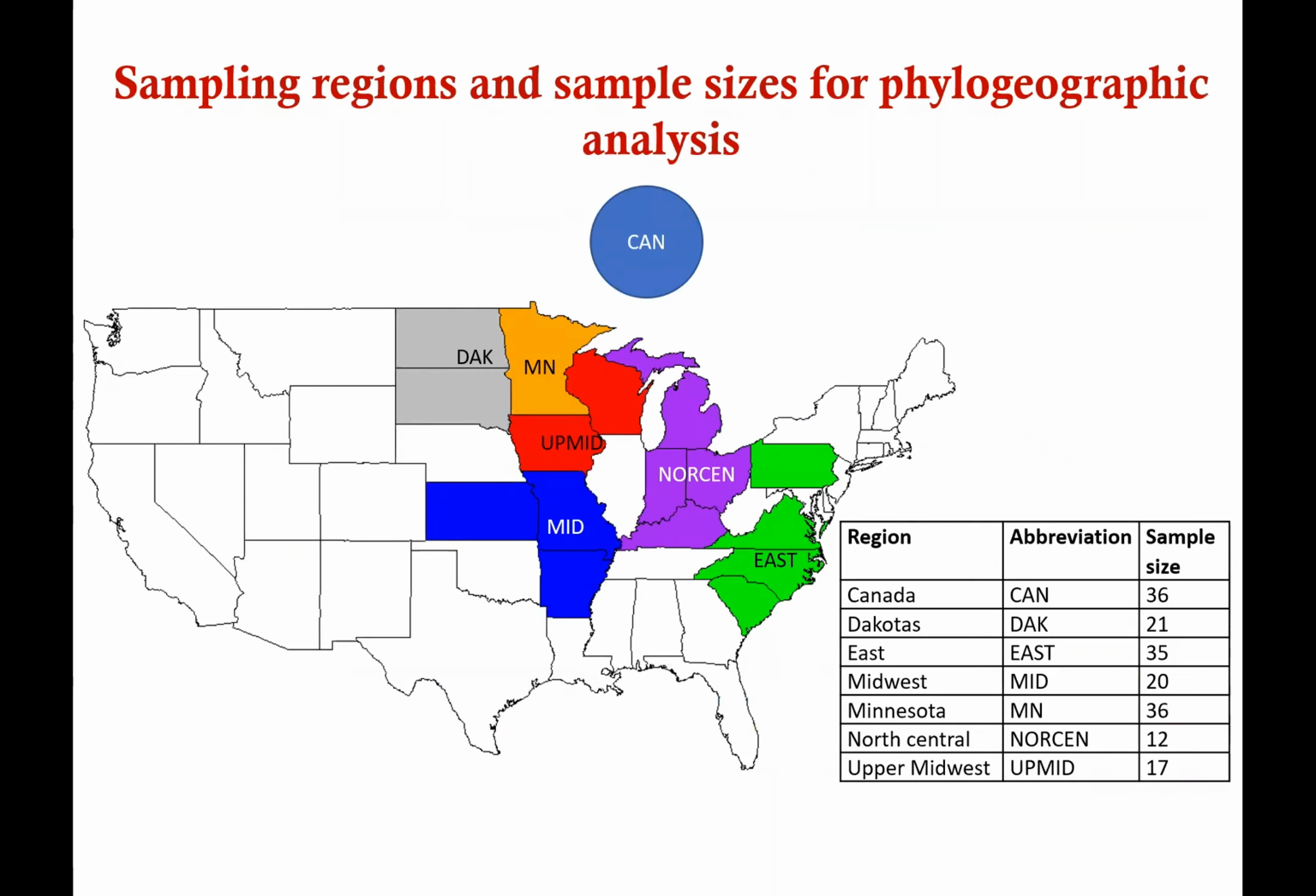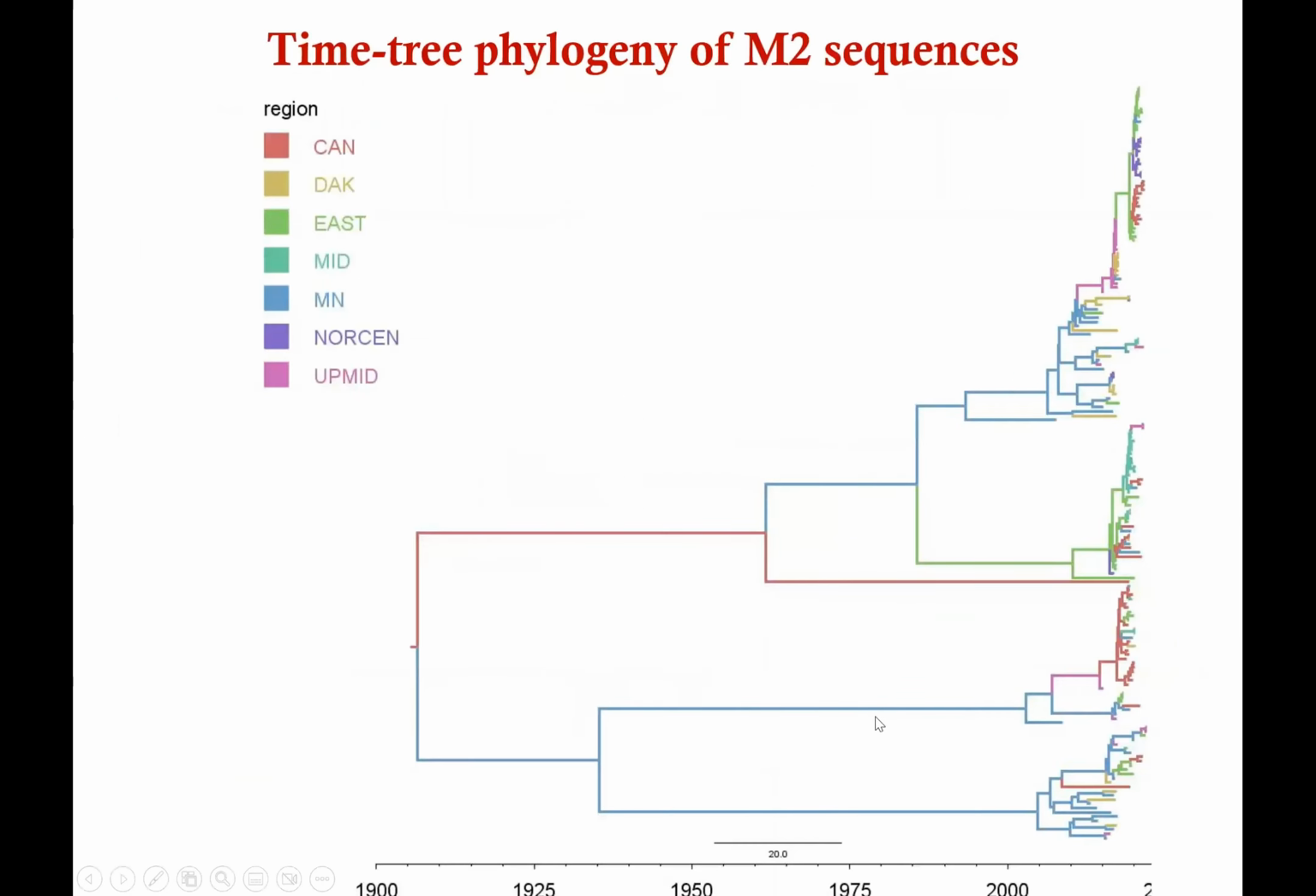We did phylogeographic analysis just to see any region-based grouping of these hepatitis reoviruses, and we divided all the states into 6 regions. I would like to focus on only a few segments here. First is the turkey M2 segment, the outer capsid protein.